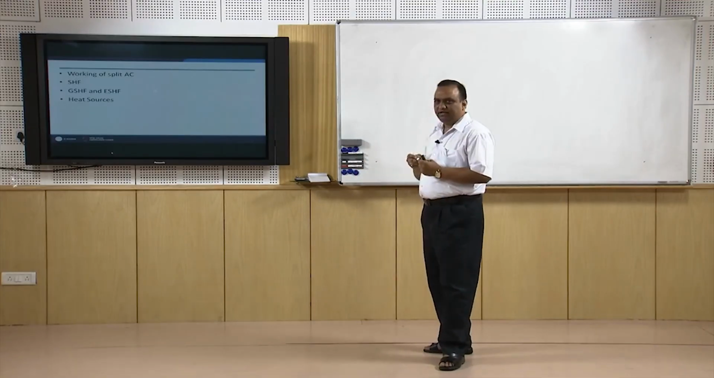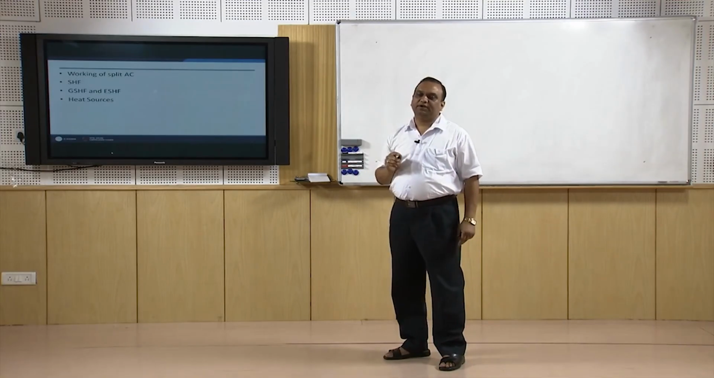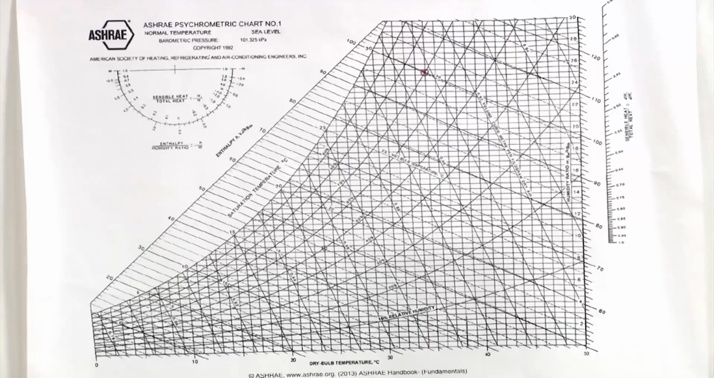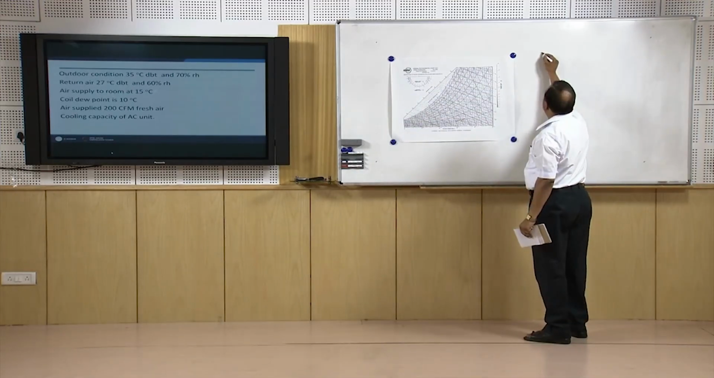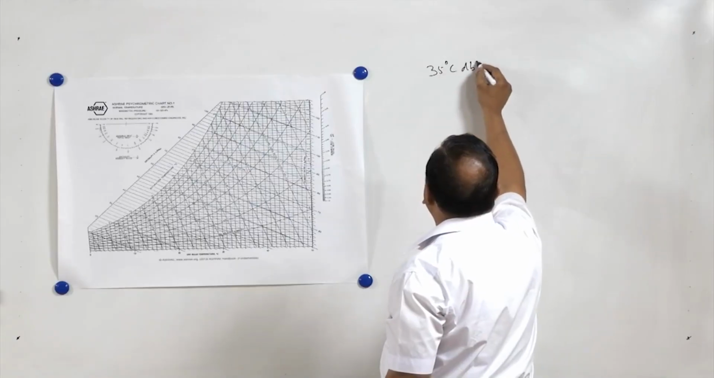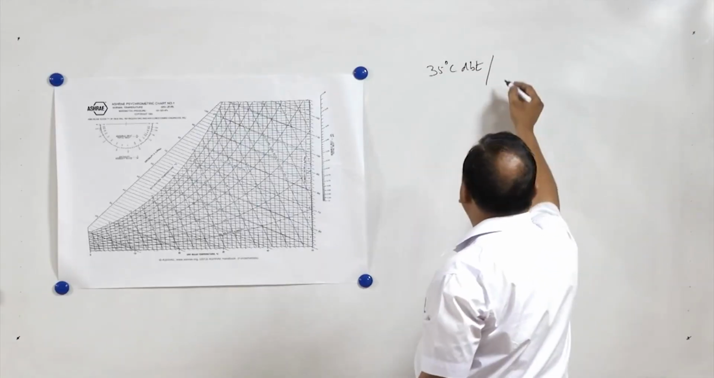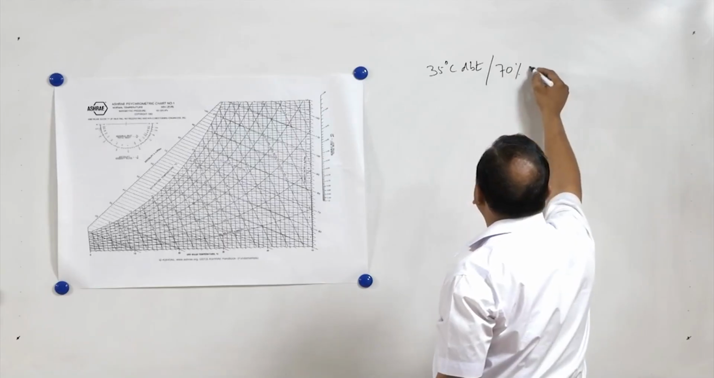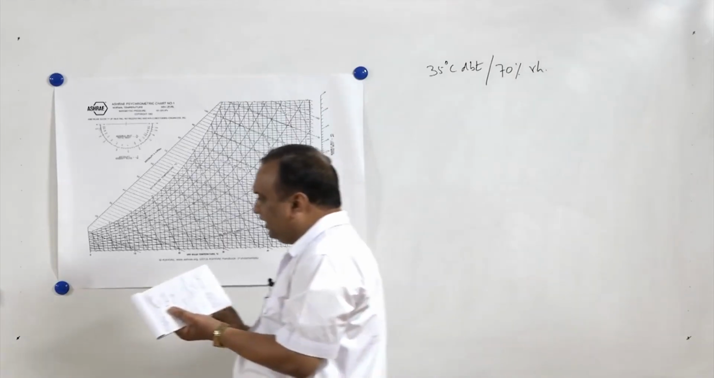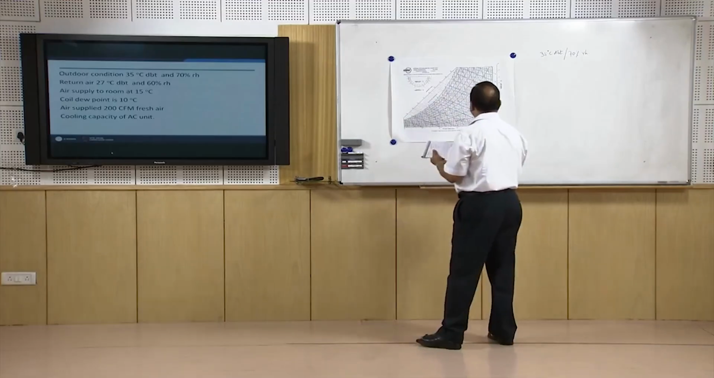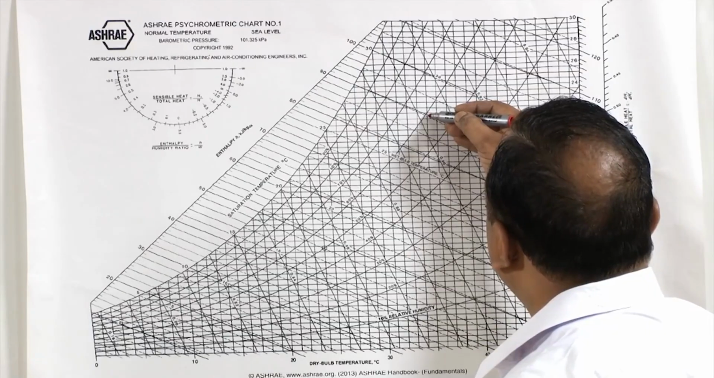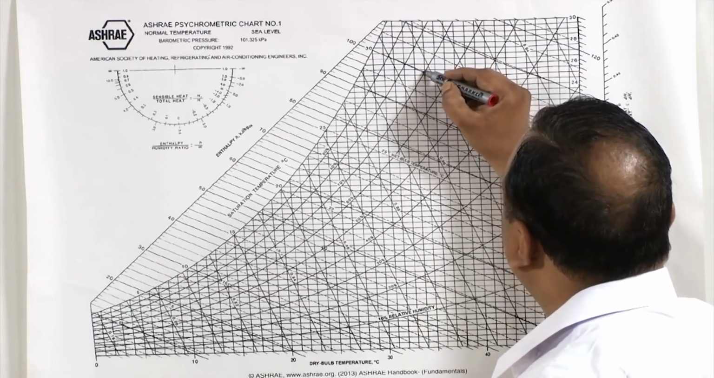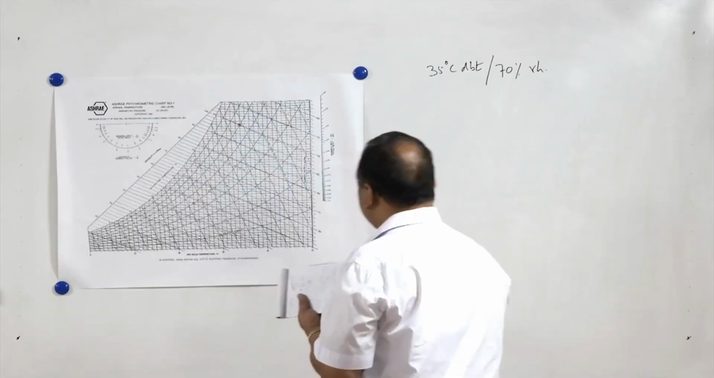We will see how load in a split AC is taken into account, and we will represent that load on a psychrometric chart. Now we have assumed that outside conditions are 35 degrees centigrade DBT and 70% RH, typical of a coastal climate. So 35 degrees DBT and 70% RH is going to be located here. That is the outdoor condition, right?